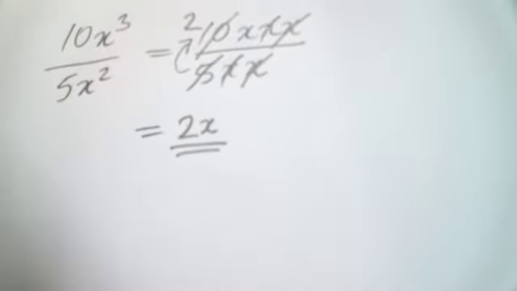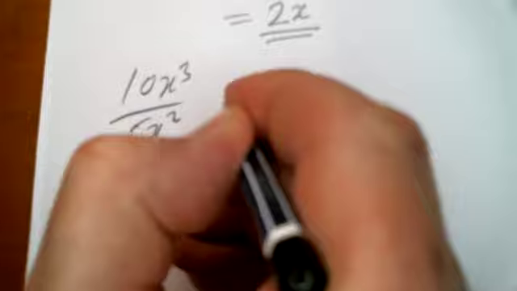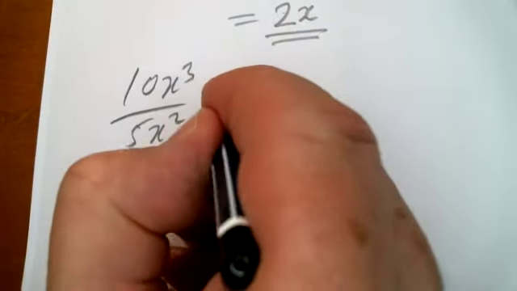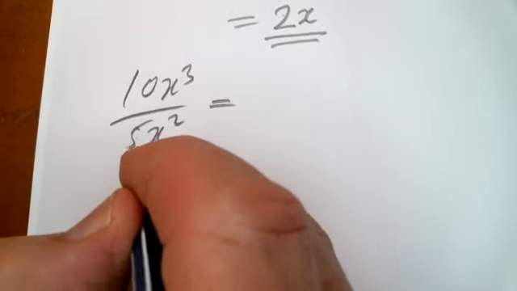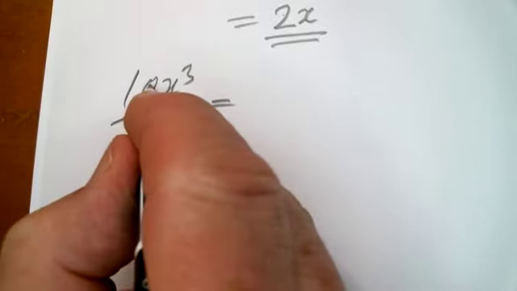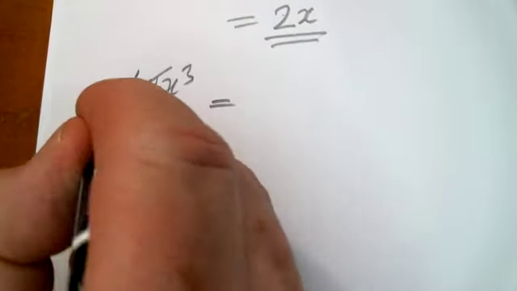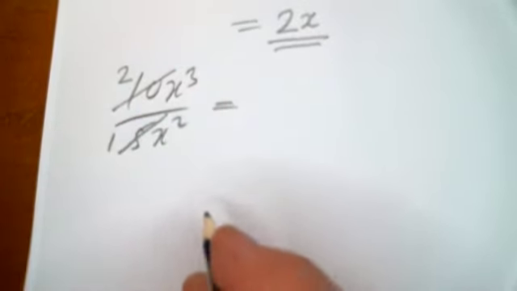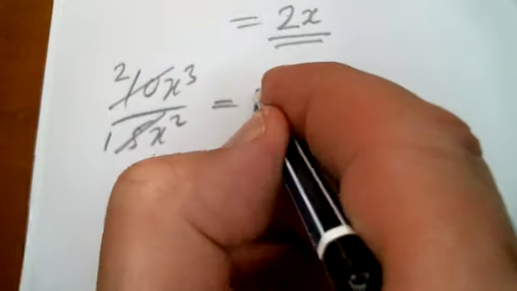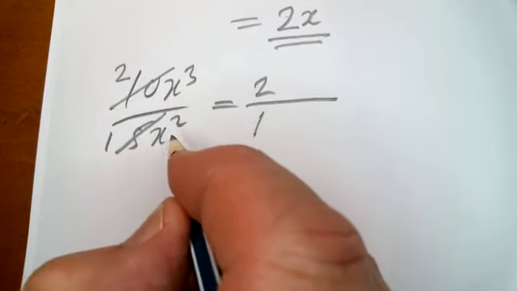Another way we could do this is to say, well, I'm going to rewrite that. So 10x cubed on 5x squared. Now, let's have another look at doing this slightly differently. Let's start with the coefficients and say, well, what's common to 10 and 5? Well, 5 is. So I'm going to divide the top by 5, I get 2. I'm going to divide the bottom by 5, I get 1. So I've got 2 on 1.